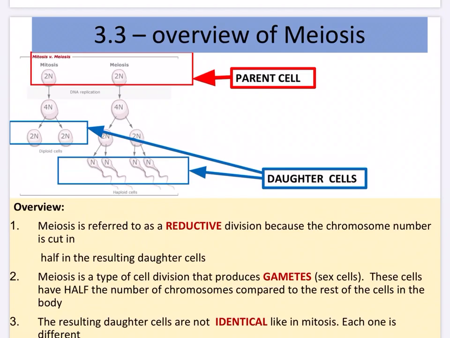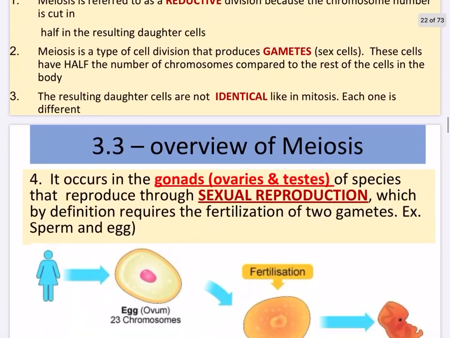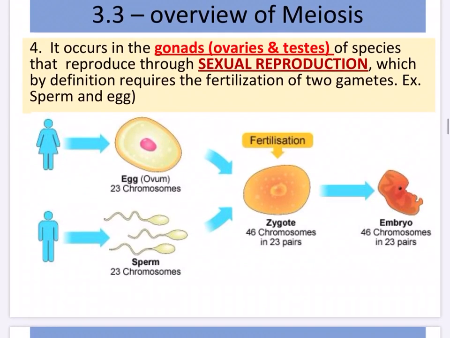So, as I said, meiosis is referred to as reductive division because the chromosome number is cut in half. It's cut in half because you have 1 DNA replication, but then 2 divisions. So that cuts the number in half there. Meiosis is also a type of cell division that produces the gametes. And remember, they have half the number of chromosomes. The resulting daughter cells are not identical like in mitosis. Each one's different. Meiosis takes place in the gonads, so ovaries in females and the testes in males.